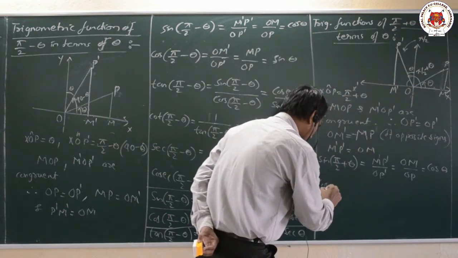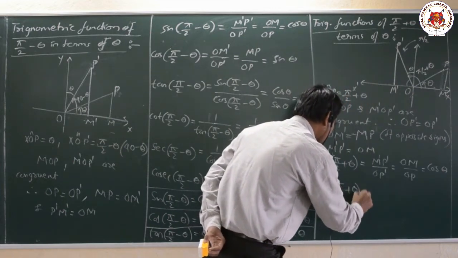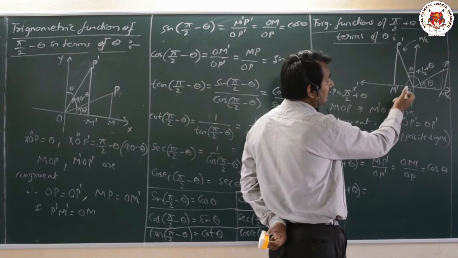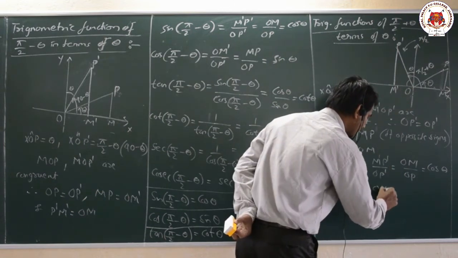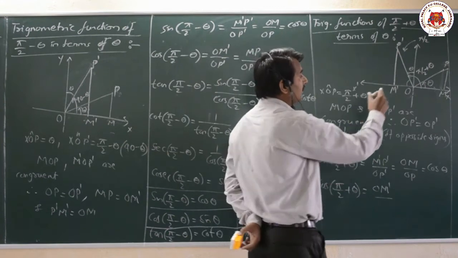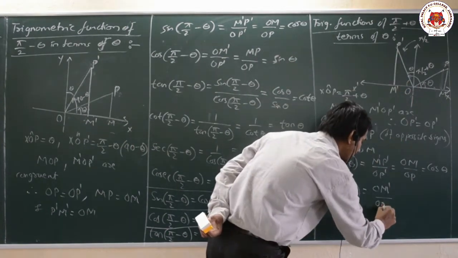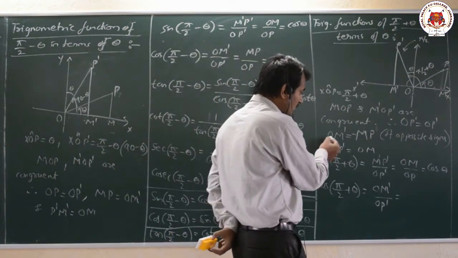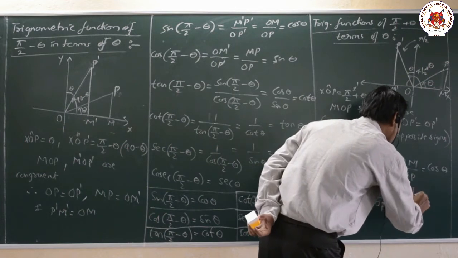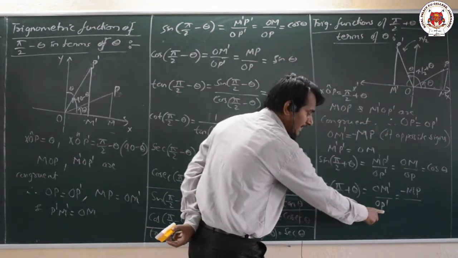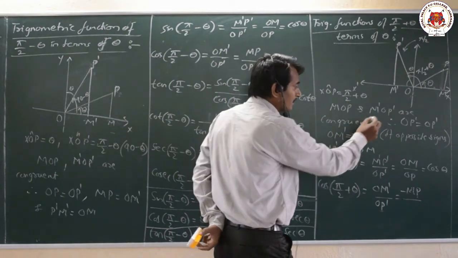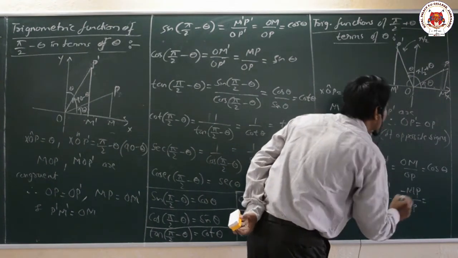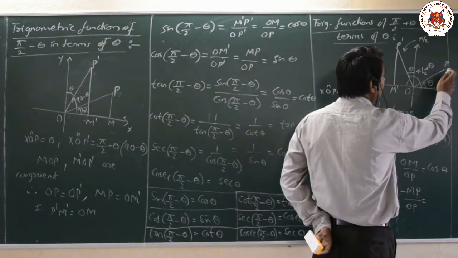Now similarly, cos of pi by 2 plus theta. In this pi by 2 plus theta, by the cos definition, we have OM dash, dear students, divided by the hypotenuse, that is OP dash. Now OM dash we already wrote: it is minus MP divided by OP dash. OP dash is equal to OP. So we get minus MP divided by OP.